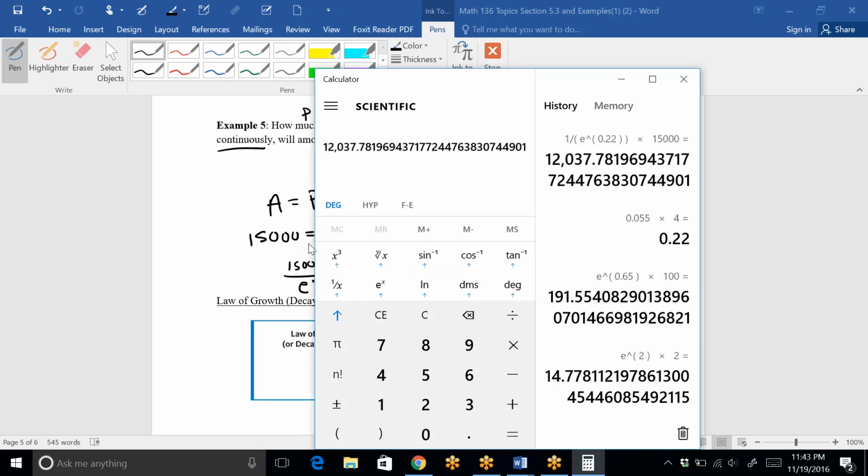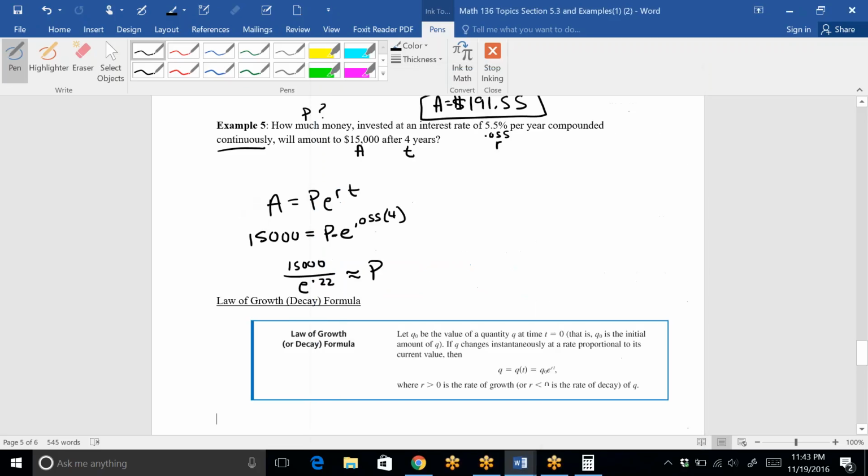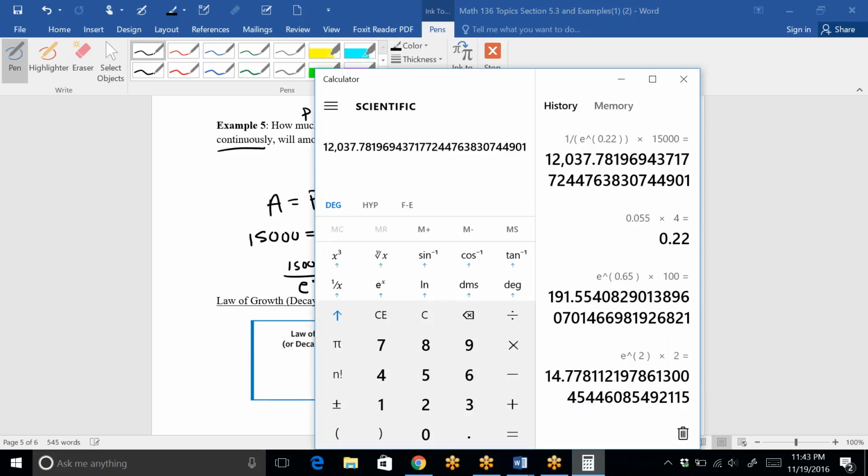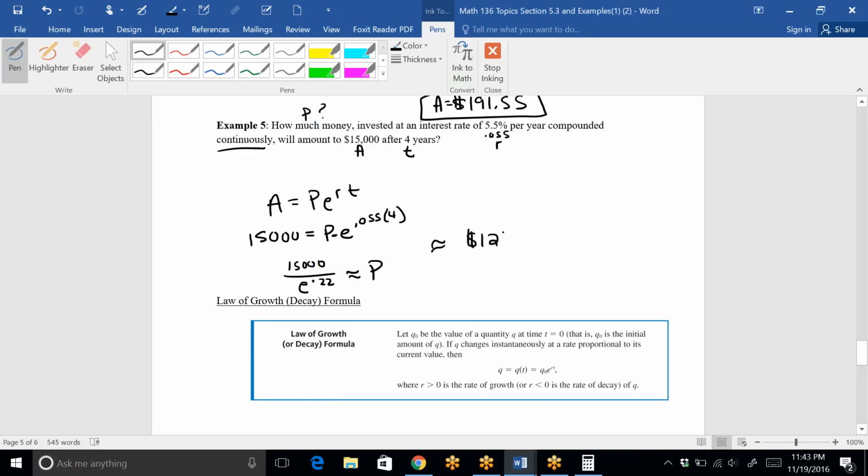So that's $12,037, and we're going to round this up to 79 cents because we round up no matter what when we solve for P. So 12,037.79. That's how much you'd have to invest if you want to get 15,000. So you pretty much have to have almost all the money because you have a pretty low interest rate.